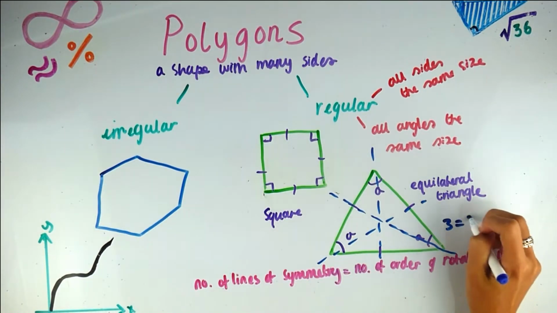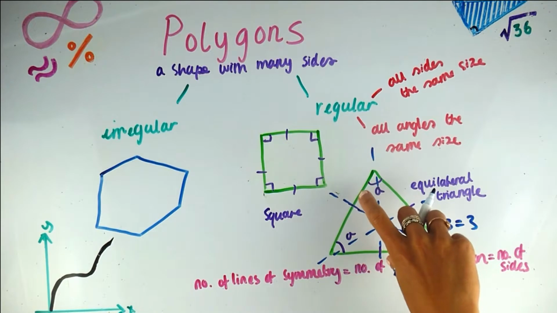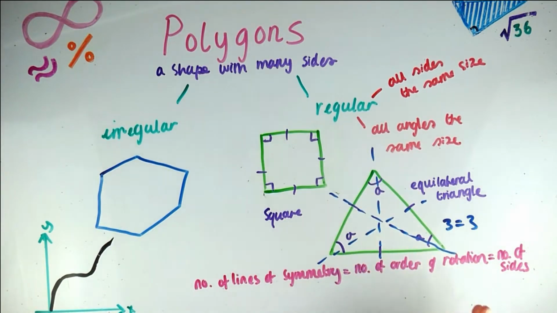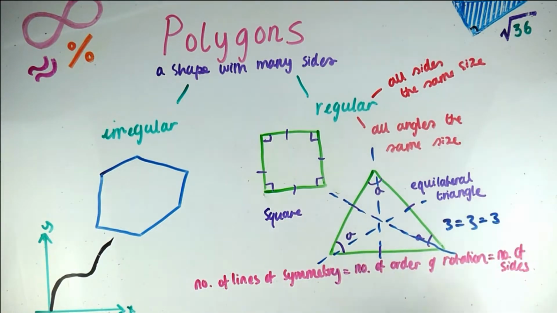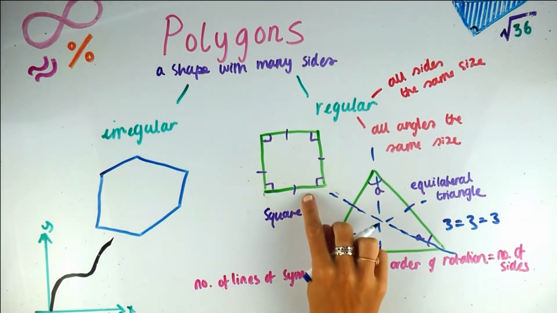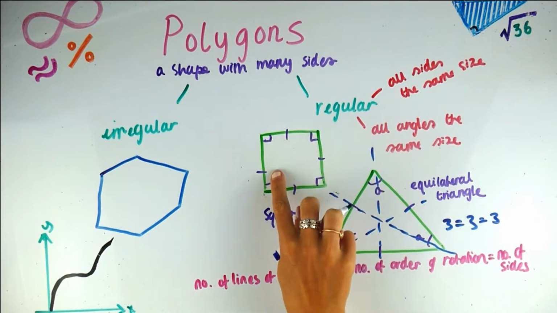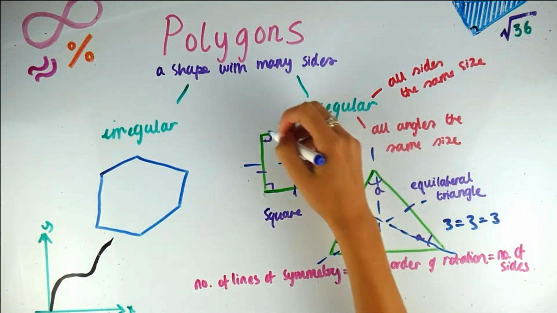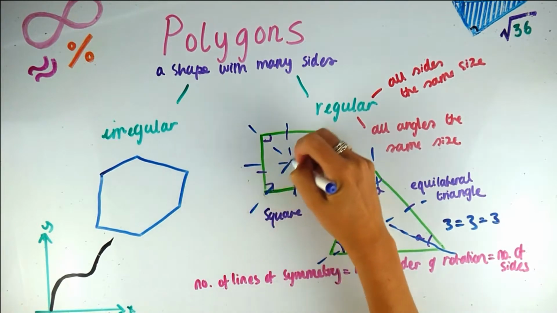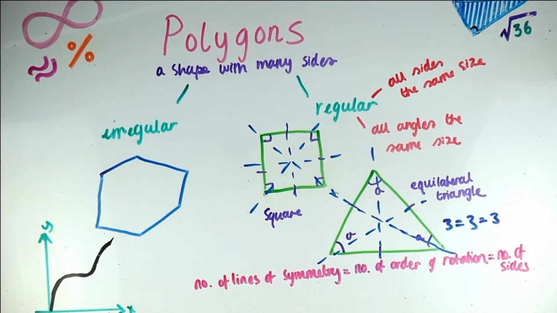That means our order of rotation is 3, so you can do 3 different rotations and end up with exactly the same shape. And what is our number of sides? 1, 2, 3, 3. So from just knowing the number of sides, so for my square, I know there are 4 sides, 1, 2, 3, 4, which means I know there are 4 lines of symmetry, which is 1, 2, 3, 4. And I also know that the order of rotation is also 4. So that's a useful bit of information.